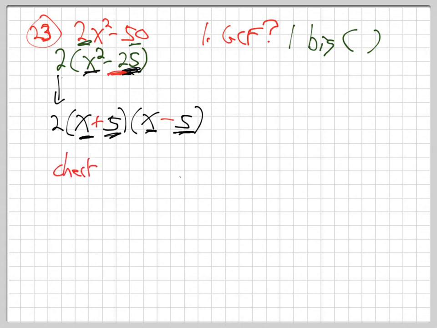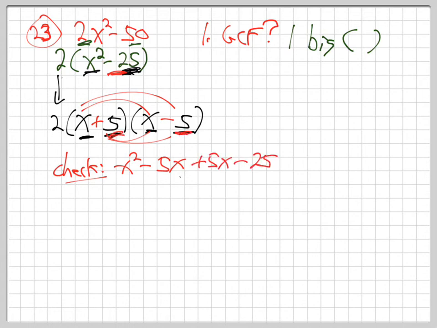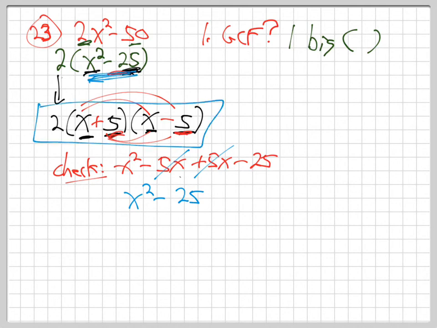Let's check it. It's going to work. This first one goes to both. X squared minus 5x. The second one goes to both. Plus 5x. And plus 5 times minus 5. Minus 25. These 2 in the middle cancel, and you get x squared minus 25, which is what it came from. So this is the right answer. There it is. So that one's pretty easy. Let's try 24.